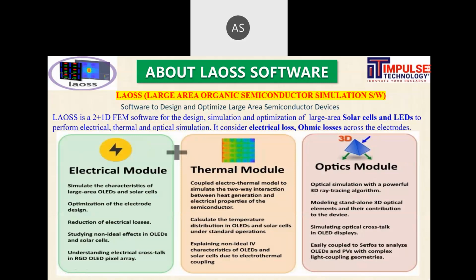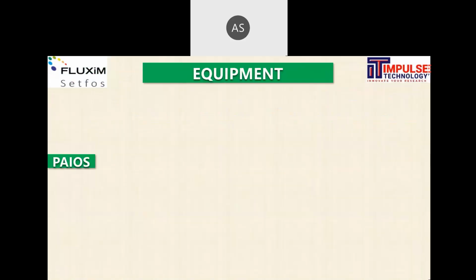It includes electrical modules, thermal modules, and optical modules to simulate and characterize large area solar cells and LEDs. For electrical property calculations or reducing electrical losses, we have the electrical module. For self-heating and heat generation losses, we have the thermal module. And for optics analysis, ray tracing analysis, we have the optics module for ray tracing in 3 dimensions. So these are two different software, one-dimensional and two-dimensional.